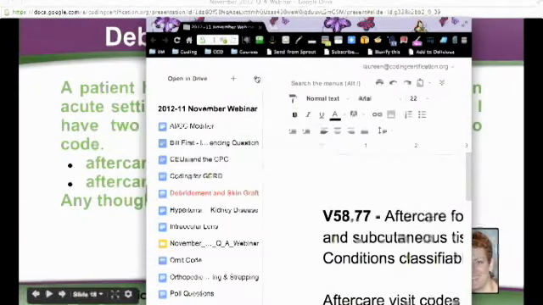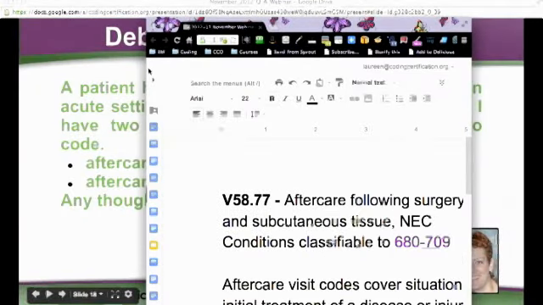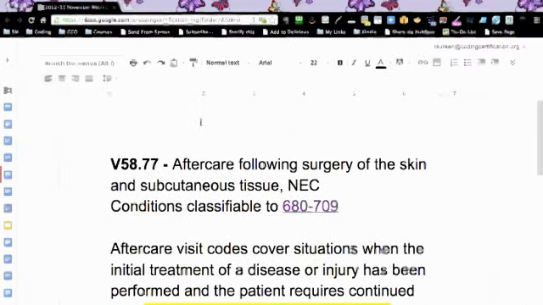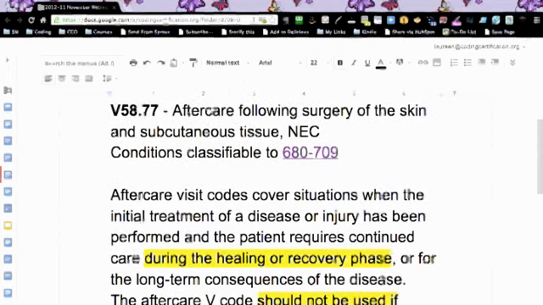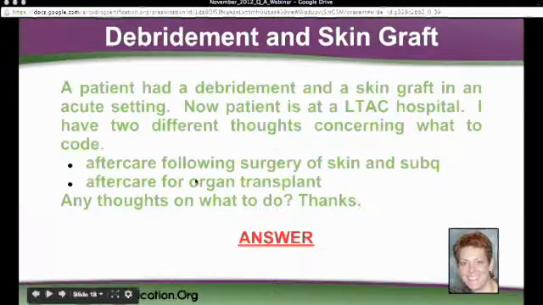And I looked up the V code or the aftercare code for the surgery of the skin. To me, that's what this is. It isn't a prosthesis or anything like that. Let's see, what did it say here? Organ transplant. Yes, it's skin, and you can view it as a transplant, but because there is a code for skin, and it came out and said debridement and skin graft, that's the one I would go with.